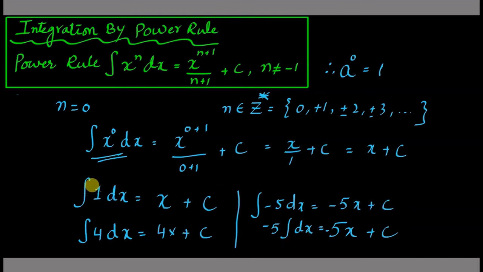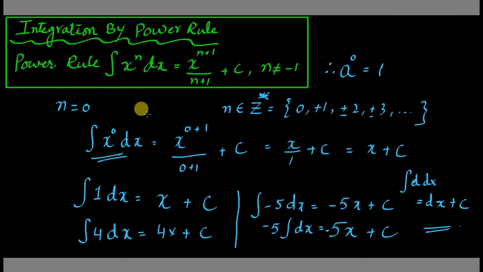So this will be the final result for any constant number. If you have any constant, say d is any constant, then what will be the answer for this constant number? You will get d times x plus c. So this will be your final result in this case.